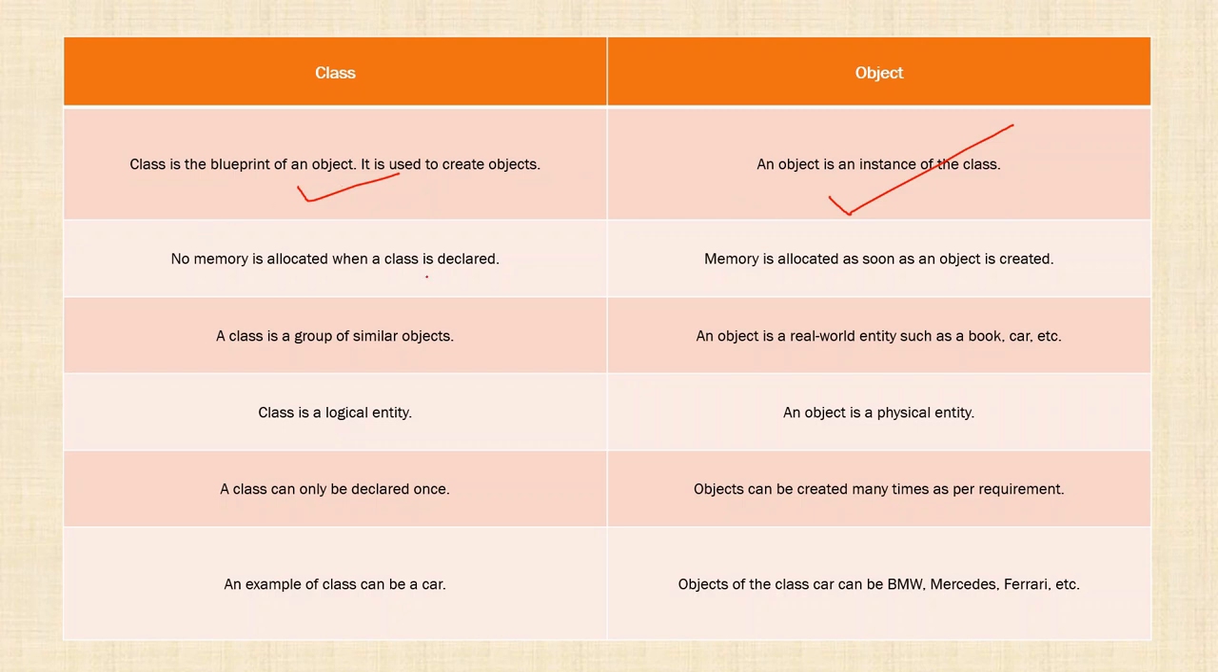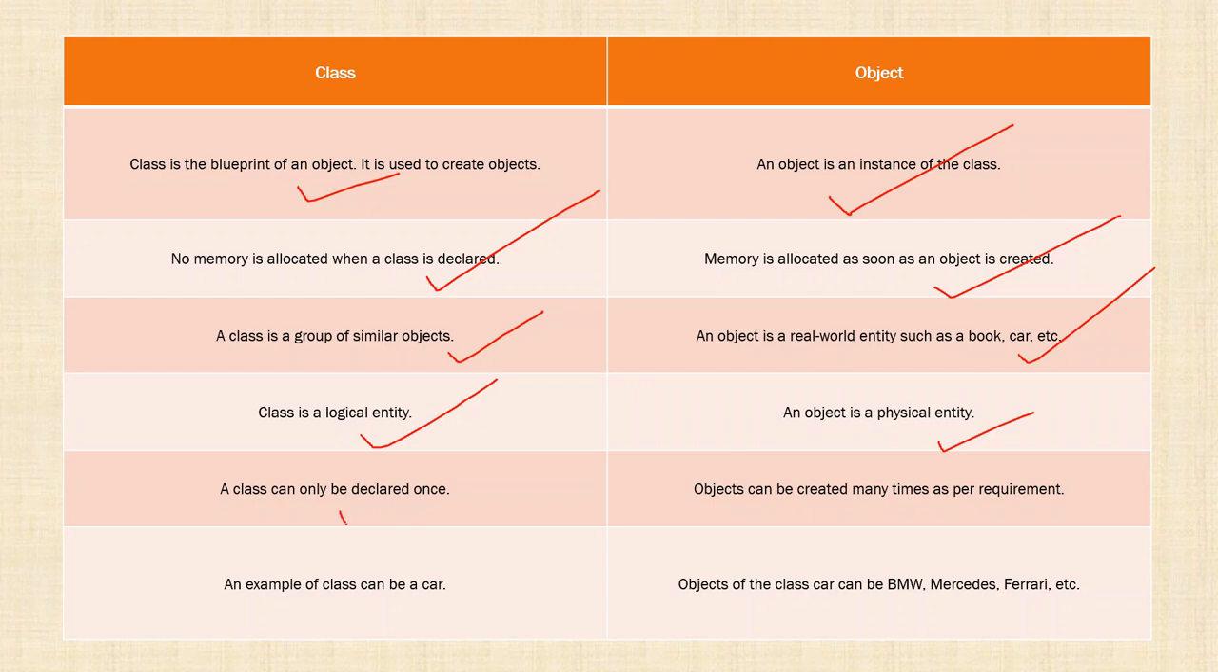No memory is allocated when the class is declared. At the time of class declaration there is no memory allocation. Memory is allocated as soon as the object is created. Once we create the object with the new keyword, memory is created inside the heap memory. A class is a group of similar objects. An object is a real world entity such as a book, car, etc. A class is a logical entity, and an object is a physical entity.